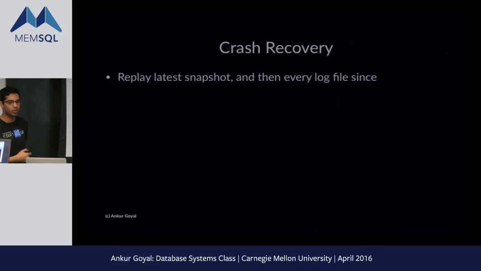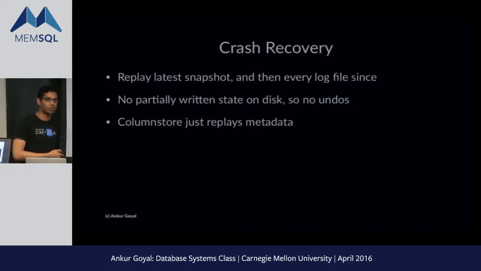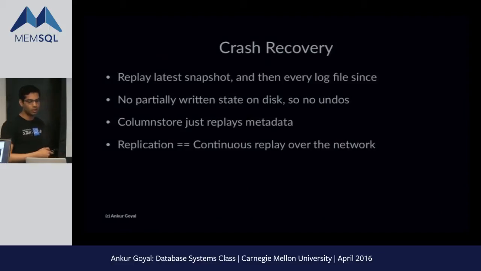And how does crash recovery work? You replay the latest snapshot and then every log file since. There's no partially written state on disk, so you don't need to do any undoing. And the column store just replays metadata. So it populates a cache of these columnar segments on the fly as you read them, but to be available and online to serve queries, it merely needs to replay metadata. And replication is just continuous replay over the network. So replication extends naturally from recovery.